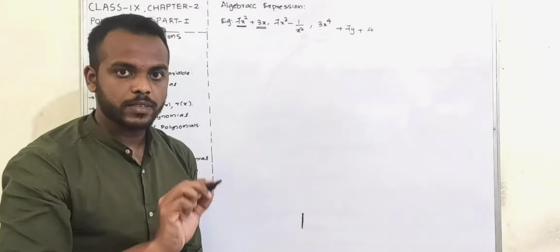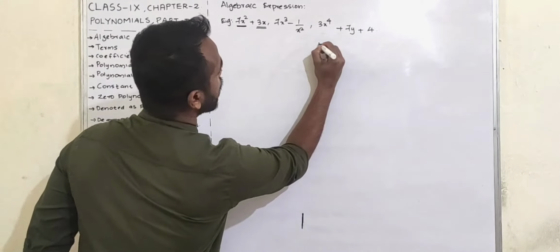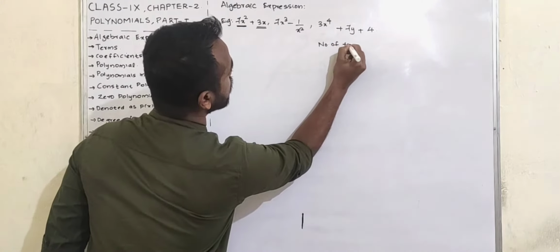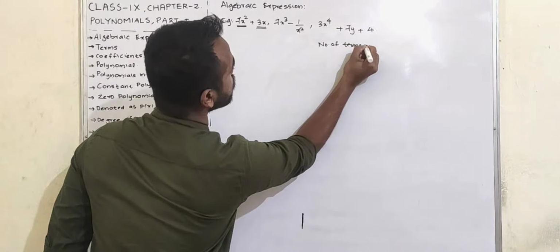Last one, 3x raised to 4 plus 7y plus 4. How many terms? Three terms are there. Which are they? 3x raised to 4, plus 7y, plus 4. So I will write number of terms is equal to 3, because there are three terms. I hope you got the difference.